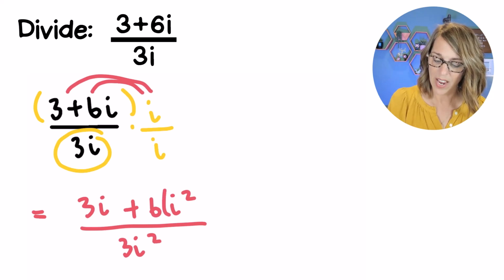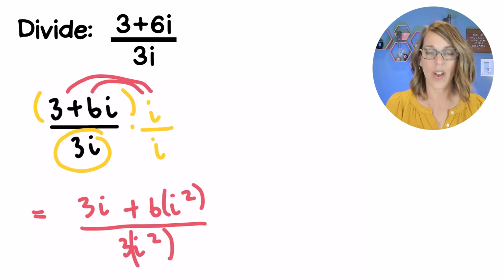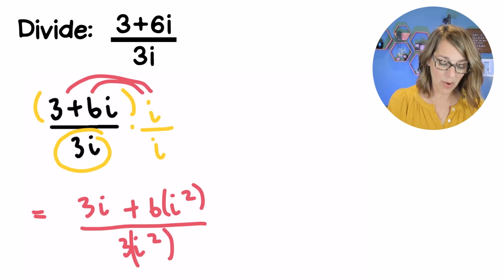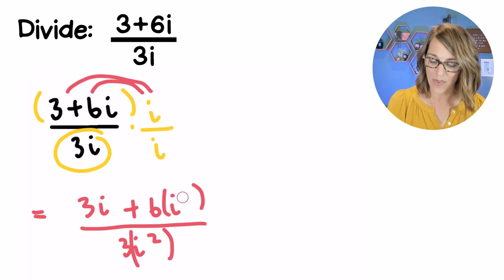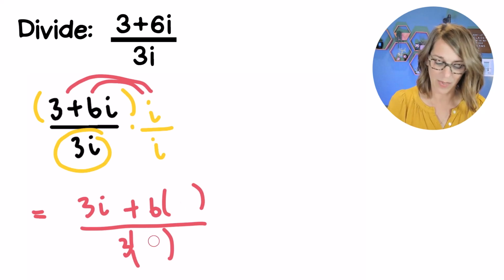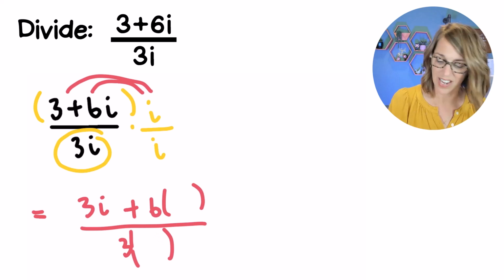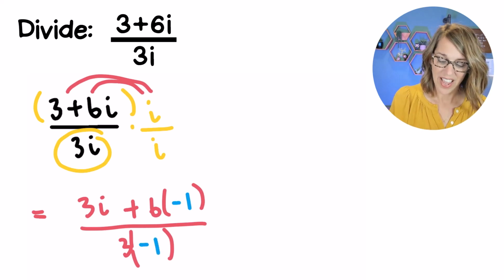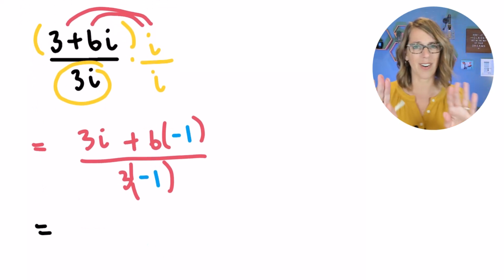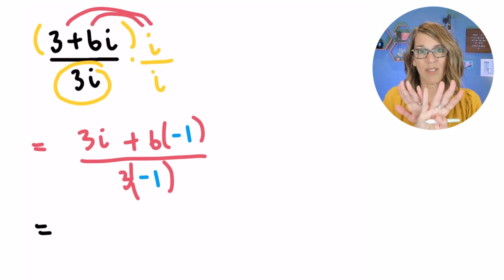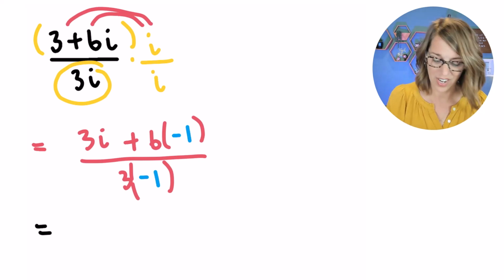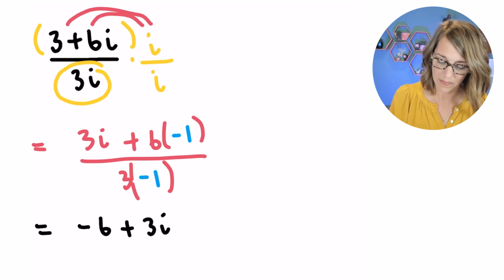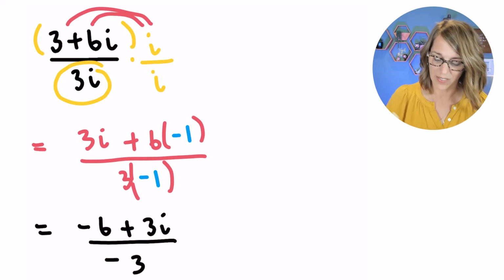Now I've got a couple of i squareds here. So I've got one in the numerator and one in the denominator. I know that I can replace both of these with a -1. So I'm going to go ahead and erase that and replace both of those with a -1. So a -1 there, a -1 there. And I'm going to start to put my numerator in standard form. So I want the real part first. So that's going to be a -6 first, plus a 3i. In my denominator, I have a -3.